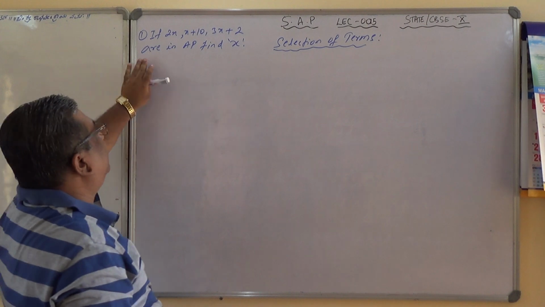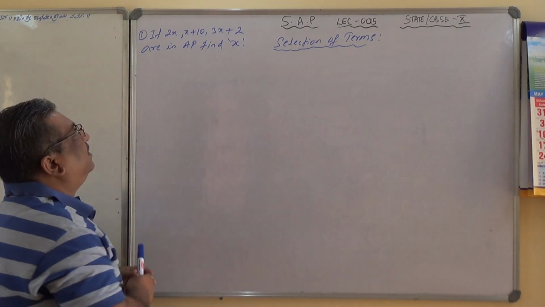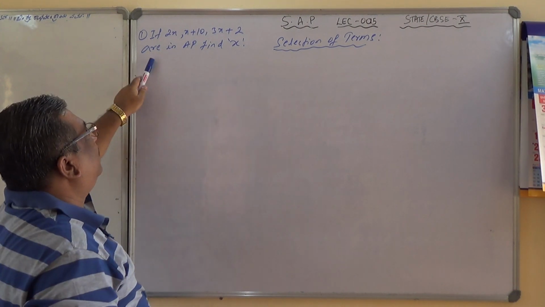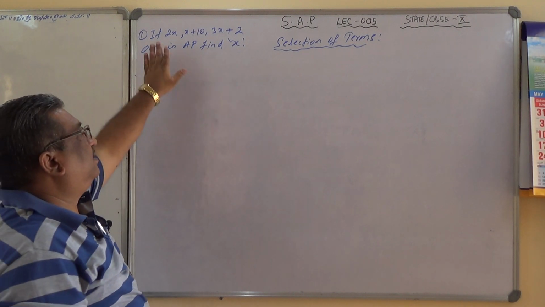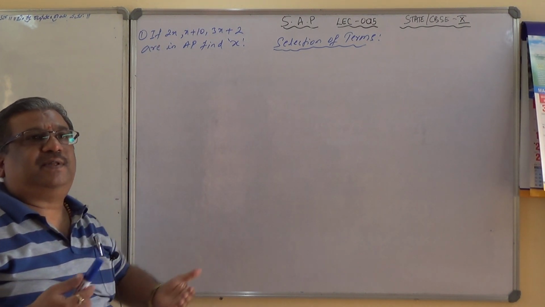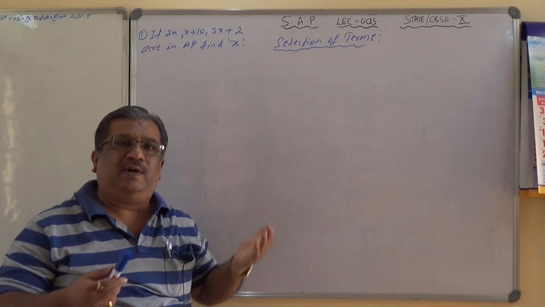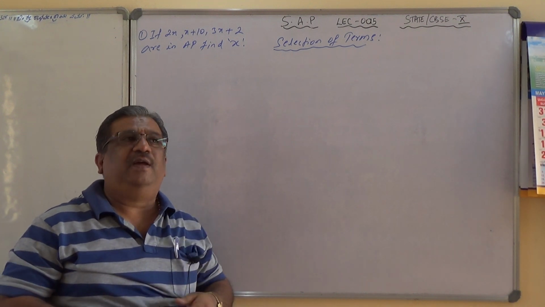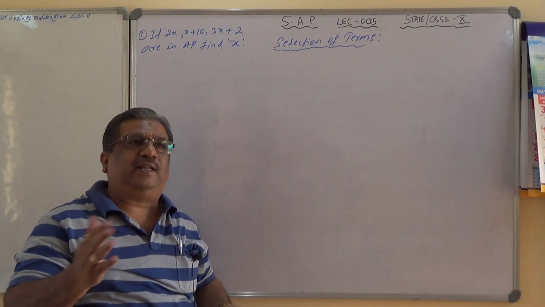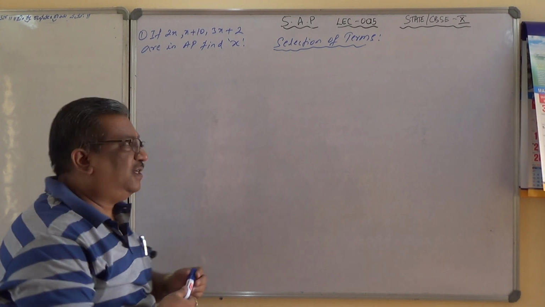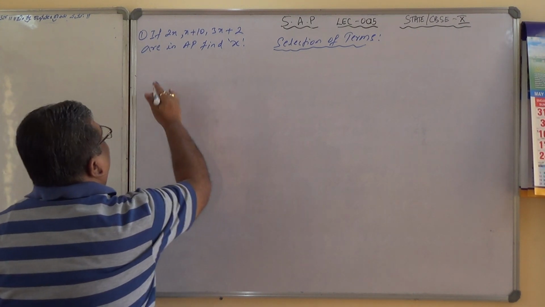See students, here there is a question. If 2x, x plus 10 and 3x plus 2 are in AP, find x. There are 3 terms over here. So if you have 3 terms, already according to the first concept which we studied today, the middle term is the arithmetic mean of the other 2 terms, isn't it? Therefore, solution.